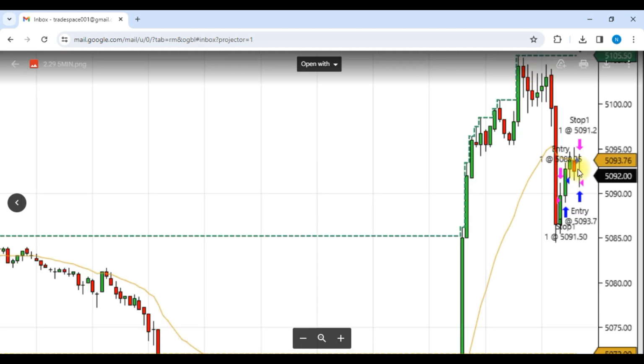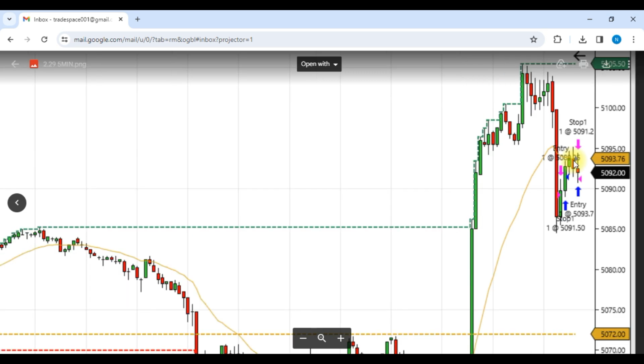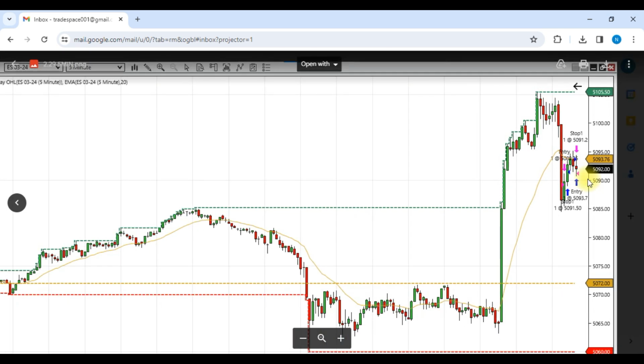We have a double top, and then we had a strong push below the EMA, and it gets bought up, and it's being tested right now. Is this going to stay above the EMA, or is it going to go below?